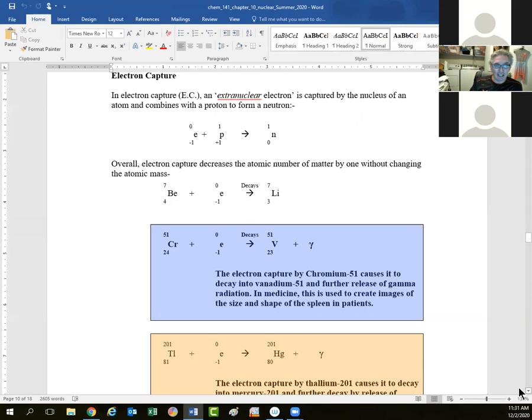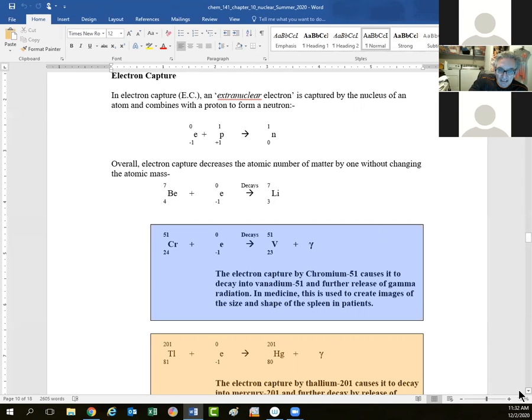One way of achieving that is using electron capture. Quite simply, we take a stable isotope which isn't emitting radiation, and we bombard it with electrons. Those electrons crash into the protons in the nucleus, and the electron and proton combine each time to produce a neutron.